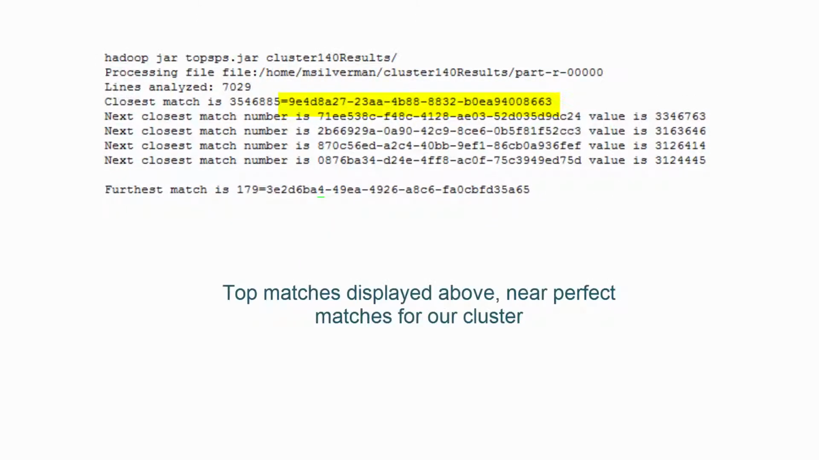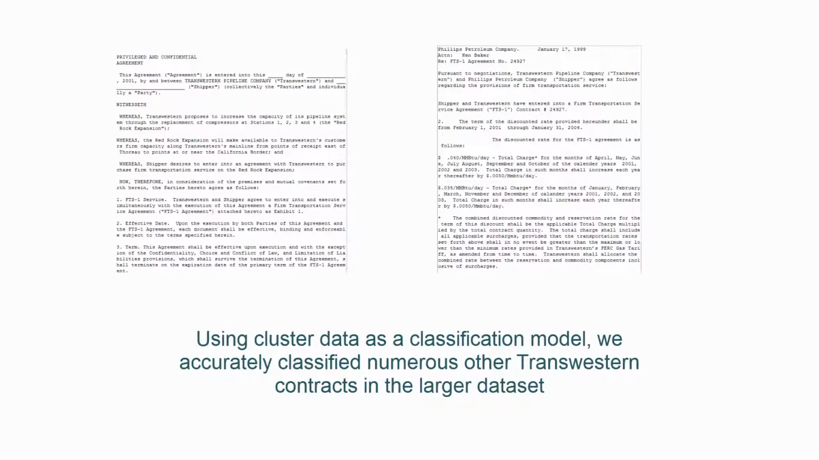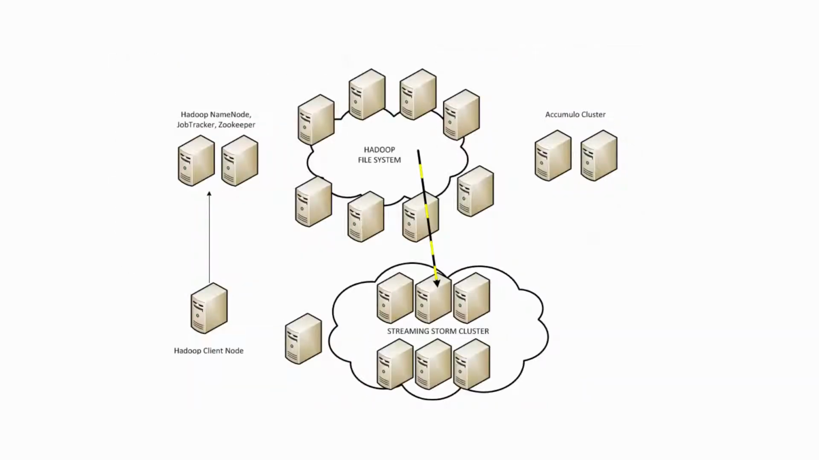If we look at the results of the classification job, we found other documents which are near perfect matches for the documents in cluster 140. Here is one example where we compare a document found in the larger document set with a sample document from cluster 140. They are clearly related.